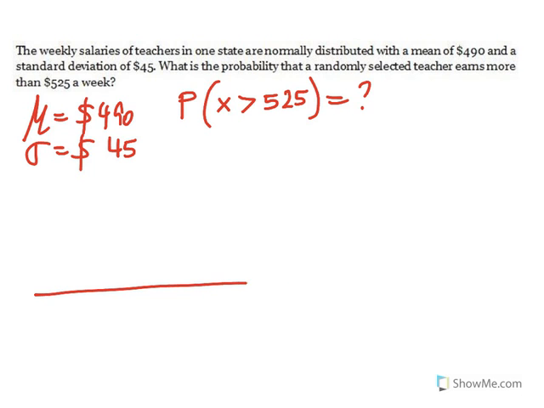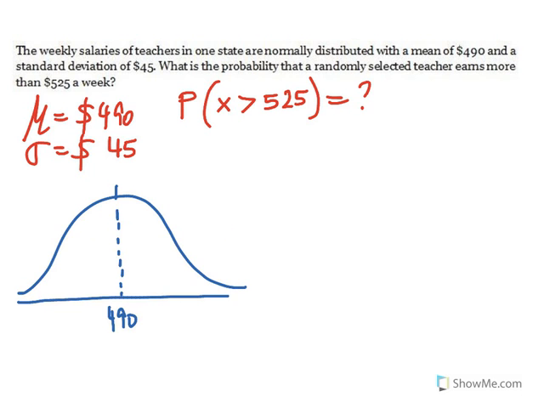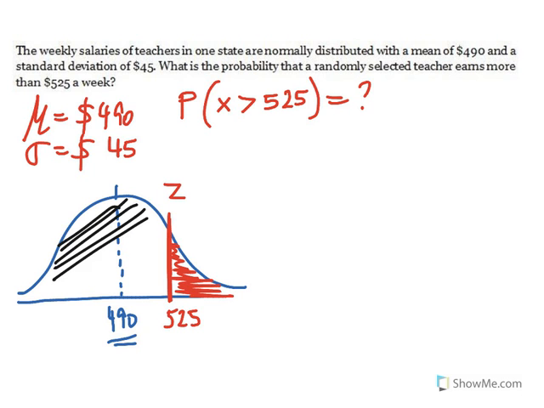So let's visualize this now. So we have the mean 490, right? But we need to find the probability that a randomly selected teacher earns more than $525 per week. So $525 probably is right over here. So we need this area right here, the area to the right. So first we need to find the z-score that corresponds to this particular value, 525. Then find the area to the left, and subtract this area from 1. And then we're going to find the probability that the randomly selected teacher earns more than $525 per week.